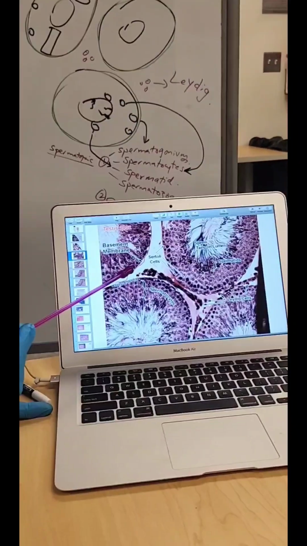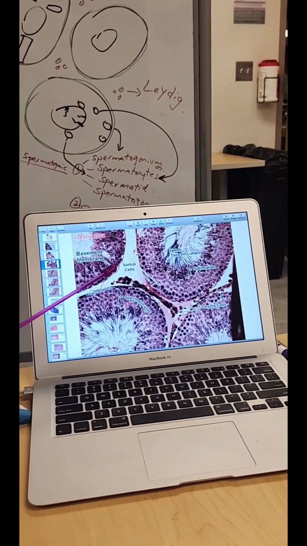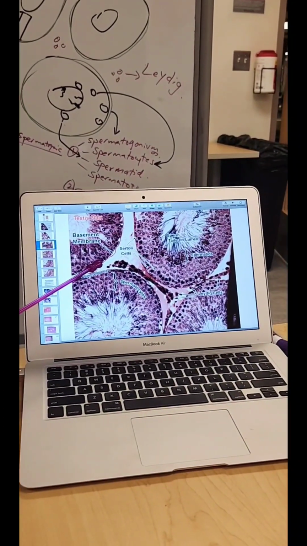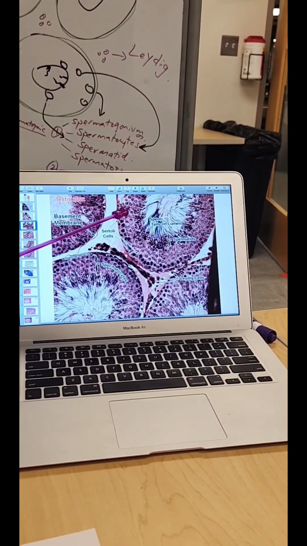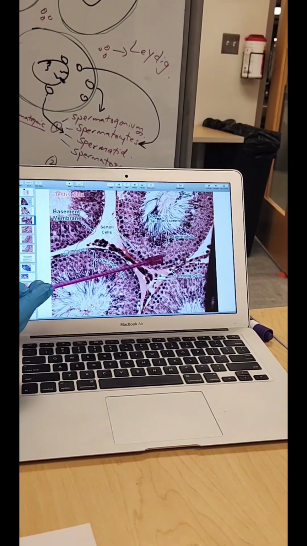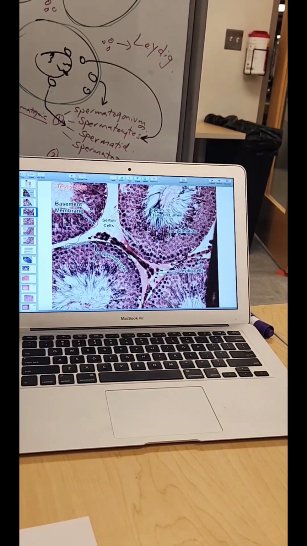You understand that, guys? They're round nucleus, right, guys? Close to the basement membrane. What do you call these cells, guys? Spermatogonium. You are the best. And if it's pointed to any round cell, can you see all these round cells in the middle? What are these? Spermatocytes.